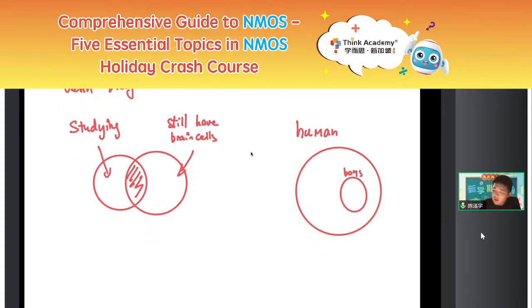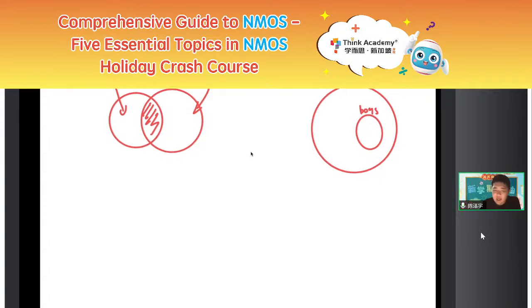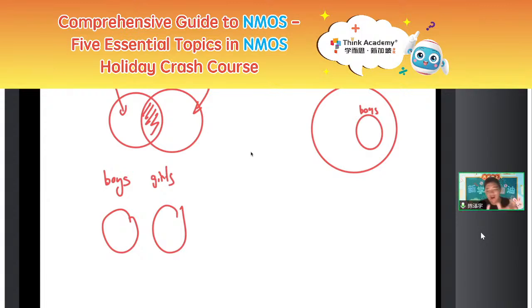We can also have another diagram, maybe for boys and girls. If we draw the diagram for boys and girls, it will be two separate circles. You will not have any overlapping, any intersection of the two circles. So these are the basic types of Venn diagrams.